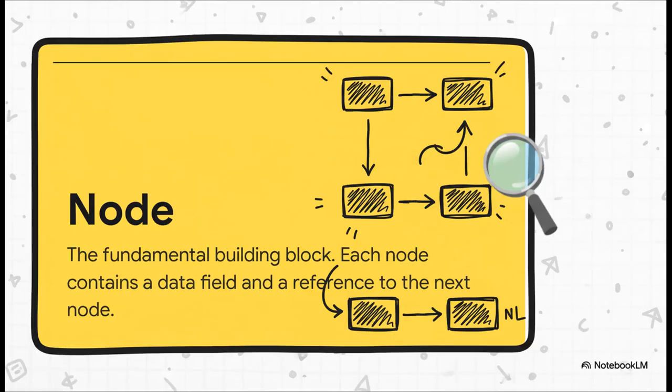So, what's the secret sauce for this scavenger hunt? It all comes down to this thing called a node. It's the fundamental building block, and honestly, it's super simple. Each node is just a little container with two parts. First, you've got the data itself, the actual information it's holding. And second, you have the pointer. Think of it as the next clue. It's basically an address that points the way to the next node in the chain.